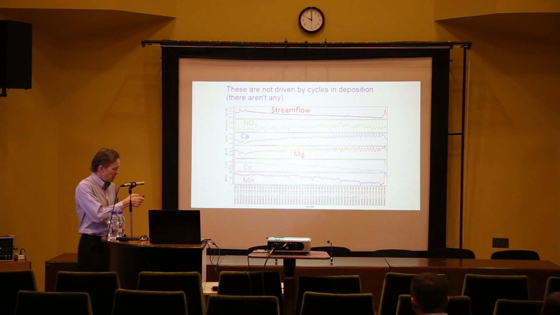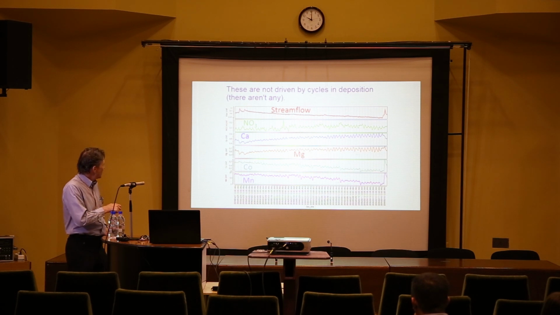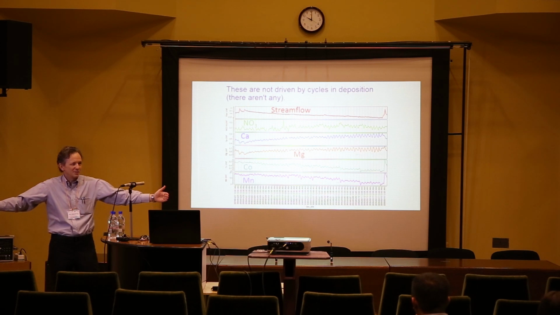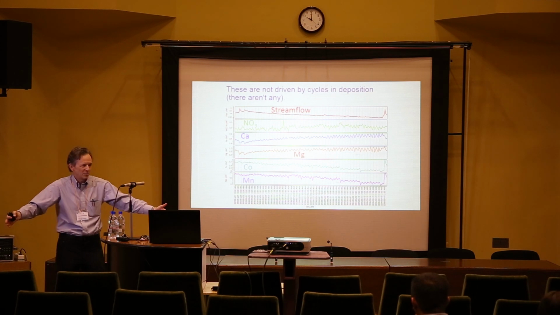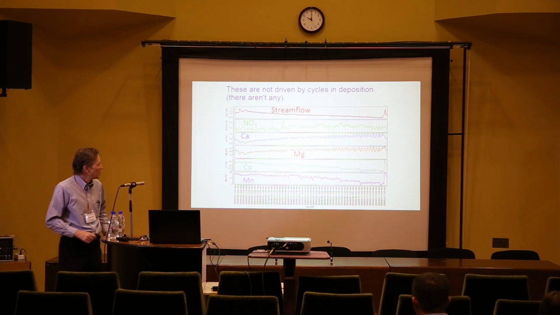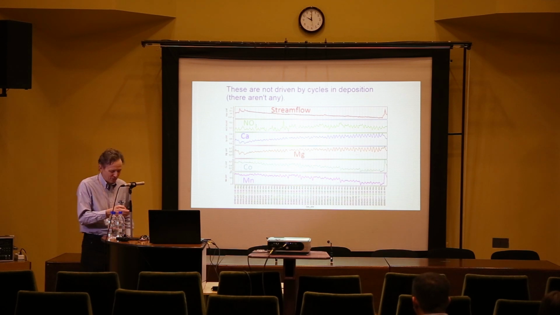And they're not driven by daily cycles in deposition either, because during this period, there's almost no rainfall. This is, by the way, the only period of a month long in the entire 30 years of data from this site where there was not rain. This is a very wet place, and we just happened to catch the one long dry month.